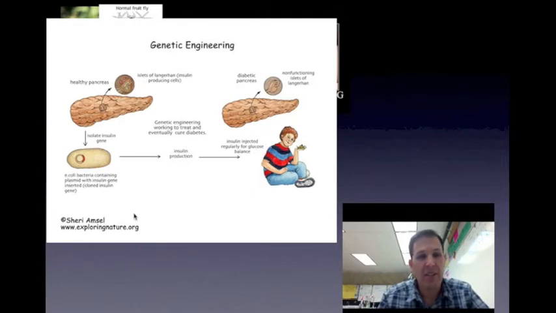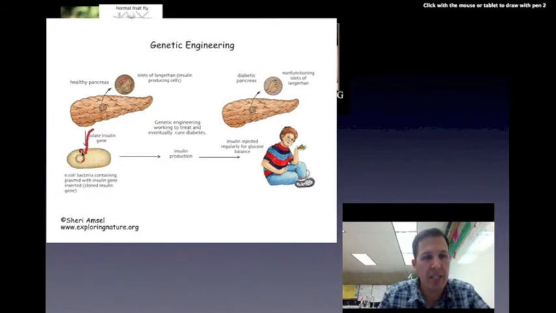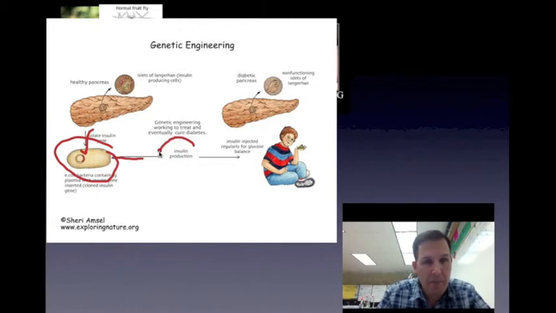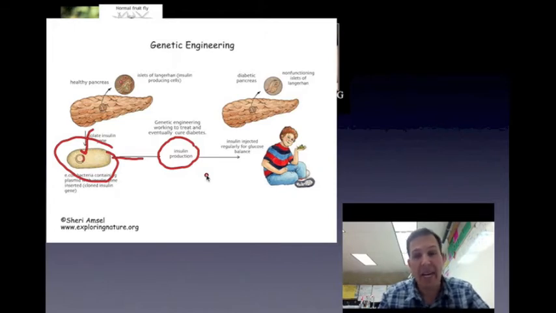Genetic engineering, here's another example. You've heard of diabetes. People with diabetes have a problem with a chemical that their pancreas makes called insulin. So what they do is they take a human gene that makes insulin, the gene that makes insulin in our body, and they put it into bacteria DNA. And the bacteria actually make insulin. In a lab, a lot of bacteria will make a lot of insulin, and people can use that insulin to help treat their diabetes.